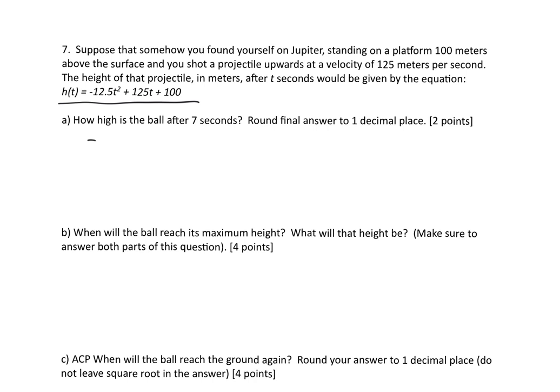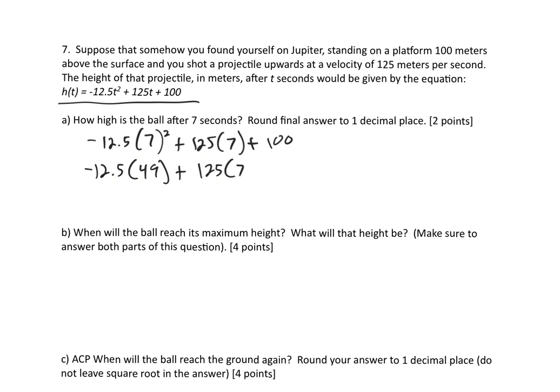Just plug in 7. So it'd be negative 12.5 times 7 squared plus 125 times 7 plus 100. And this is going to give us negative 12.5 times 49 plus 125 times 7 plus 100. This is going to give us 362.5.